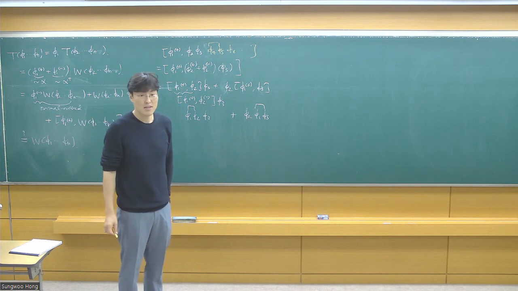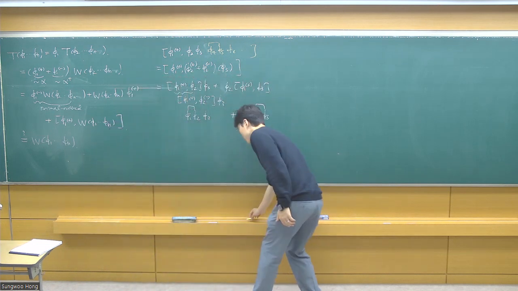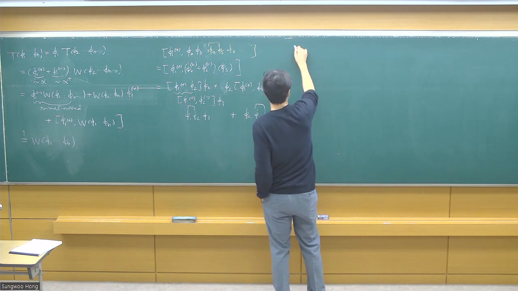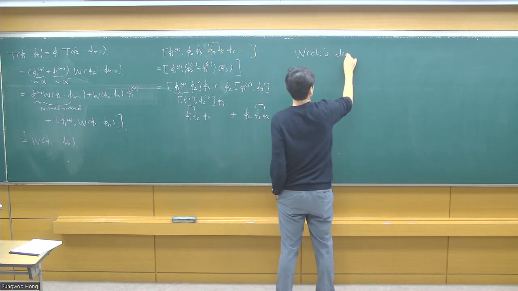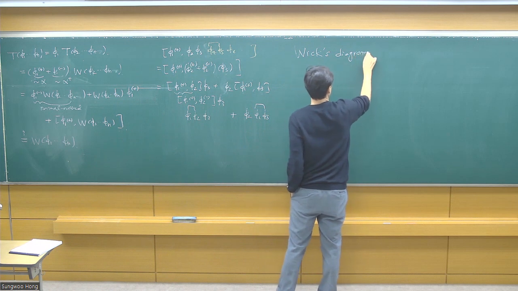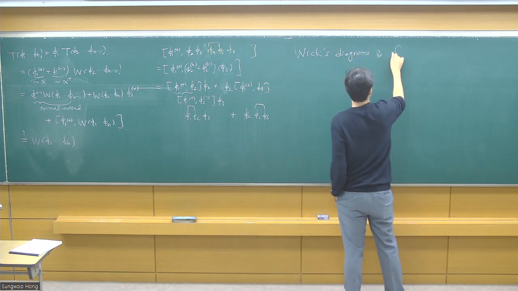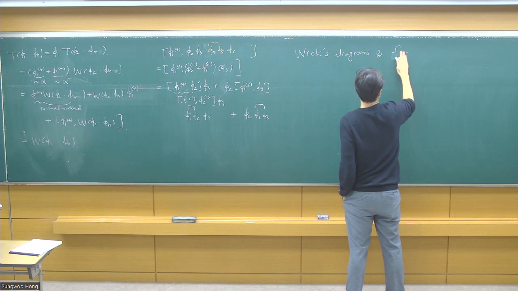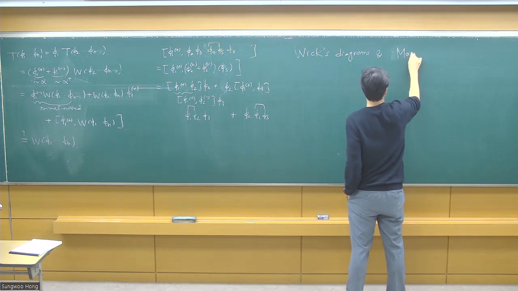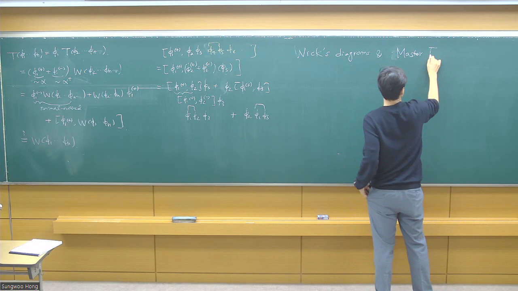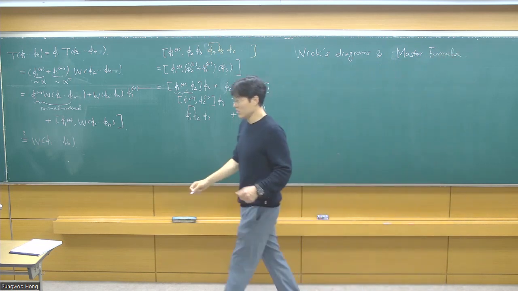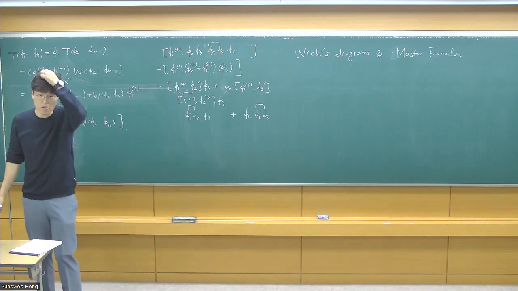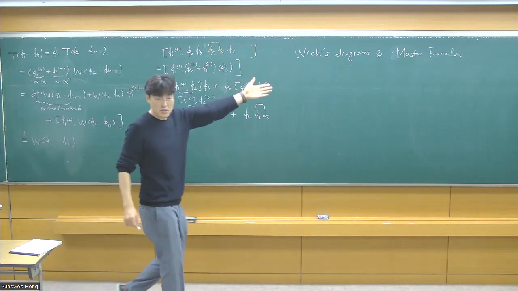Okay, questions. All right, so let's continue. Now we're going to talk about the Wick diagram, but more crucially, we're going to derive a master formula. There's kind of another master formula, which I used to call the master formula of perturbation theory. So this is the precursor of that.